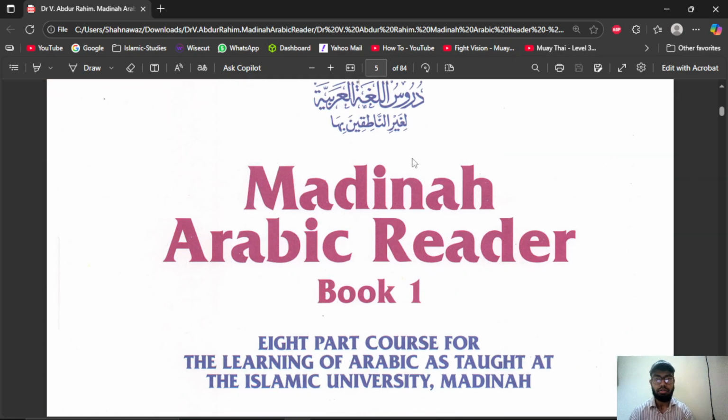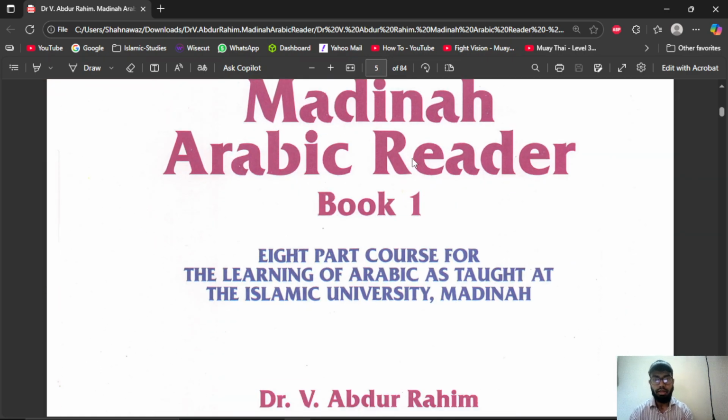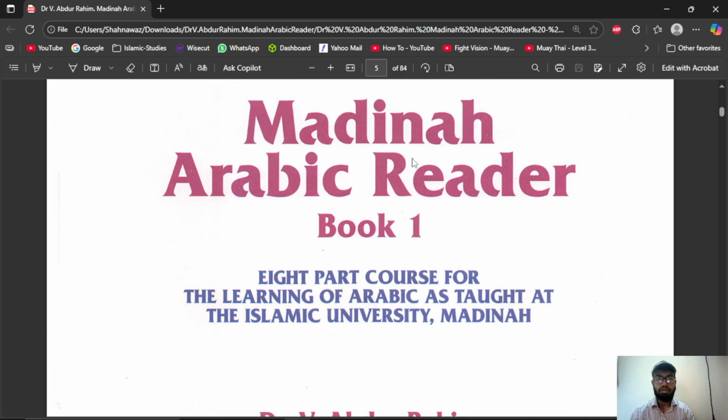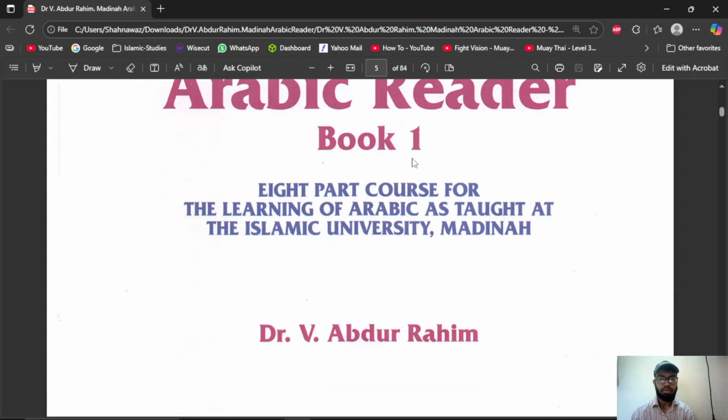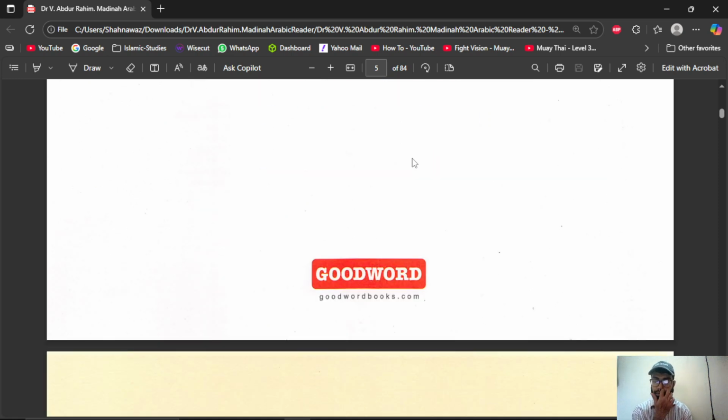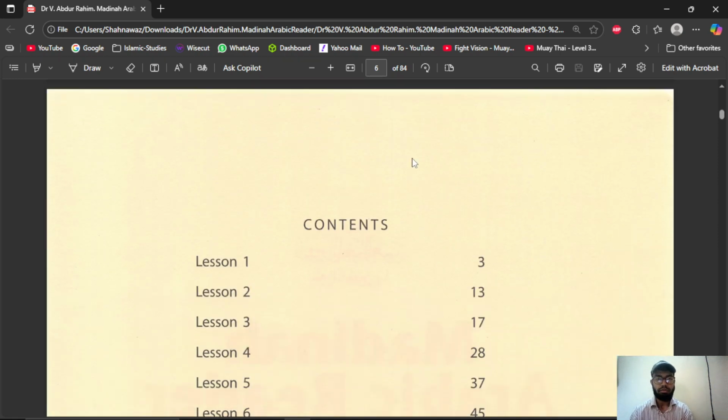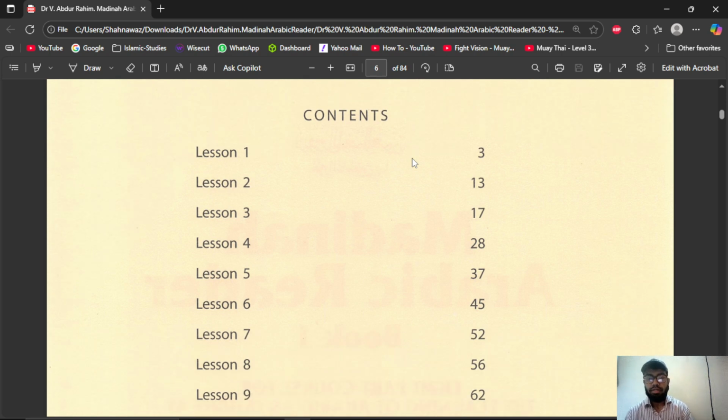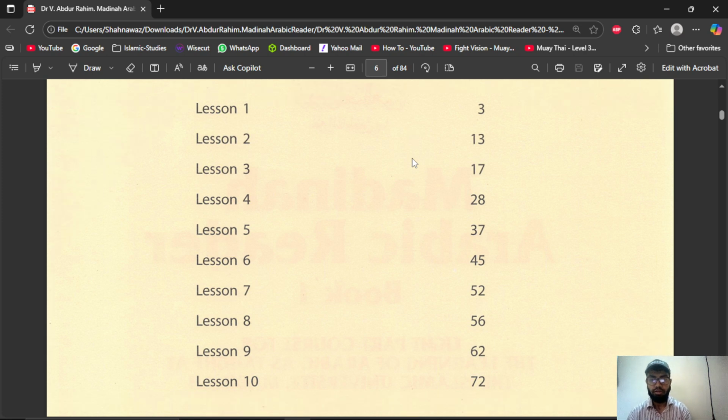For example, this Book 1, yes, that's correct. You can see here: Madinah Arabic Reader Book 1, an 8-part course for the learning of Arabic as taught at the Islamic University in Madinah. So this consists of 8 parts, and we are right now in the first part. Like I said, in the previous version they had 3 parts, with a lot of lessons included in one book, but now they have reduced it and made it multiple parts. Now it contains 8 parts.